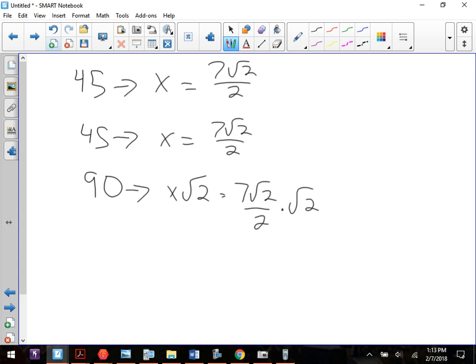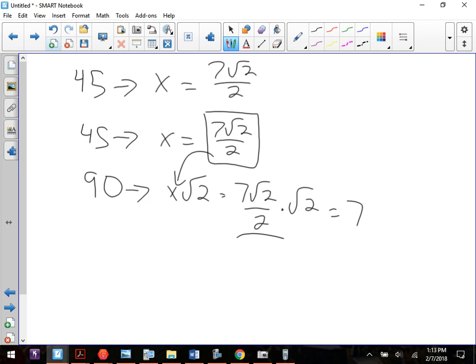Yes, sir. Because that's the value of x. This value of x is 7 root 2 over 2. So I'm putting it here, which gives me this. See where I'm going with that now? Yeah. That's the reason why I use these jigs, because it never changes. So when you get 7 root 2 over 2 times root 2, what do you get? 7. Good. It's that simple.